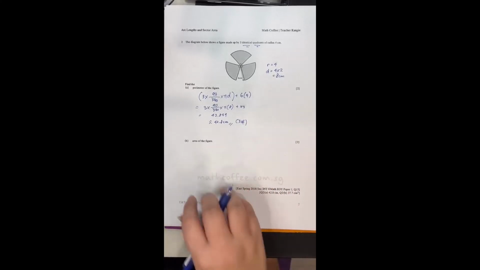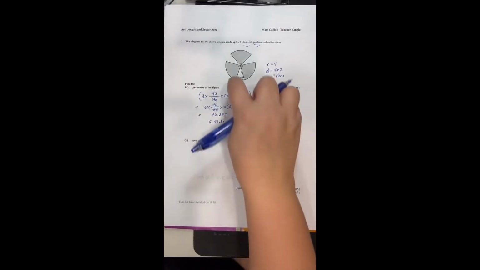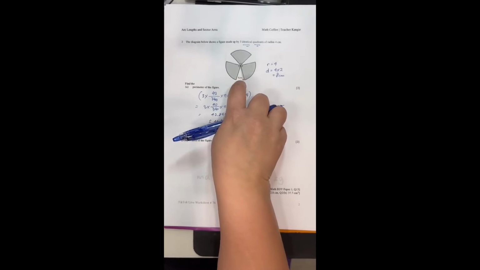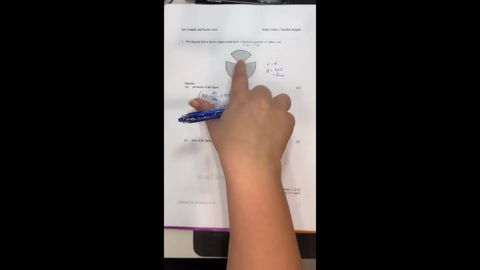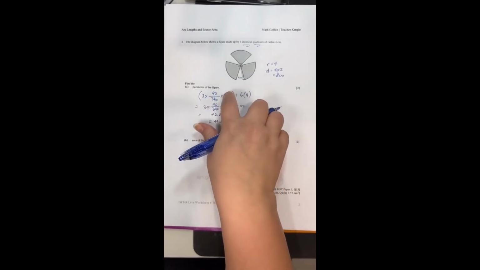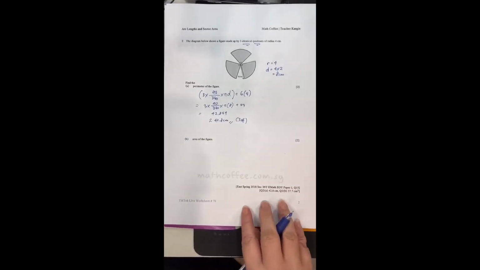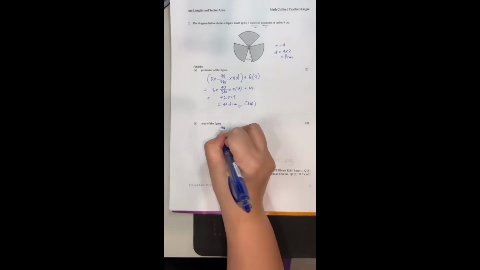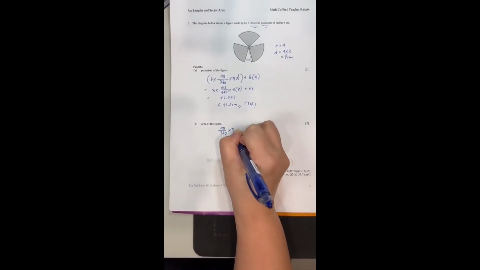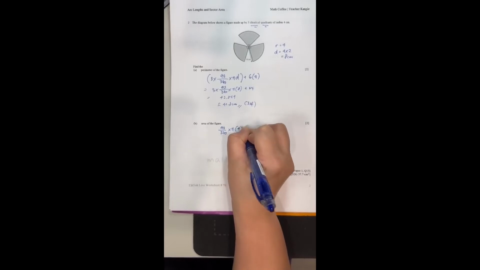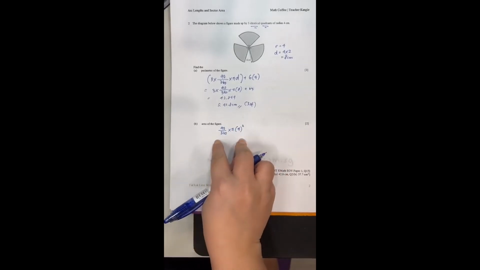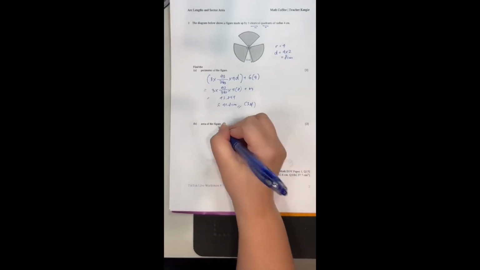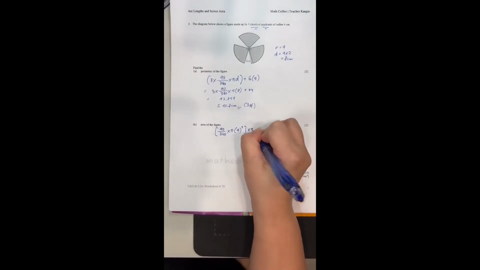Okay, now the area of the figure. Area of the figure, same thing because it's a quadrant. So area is very easy. Why? Because you will just find the area of one quadrant, then after that just multiply by 3. So we will do 90 out of 360 multiplied by pi r squared. This is only for one quadrant. And after that, I have a times 3. So the whole thing multiplied by 3.